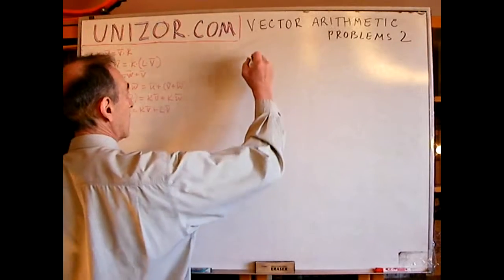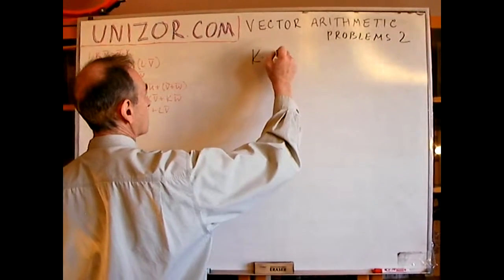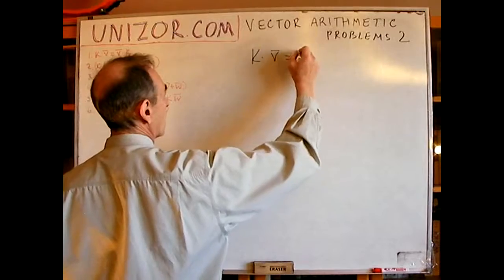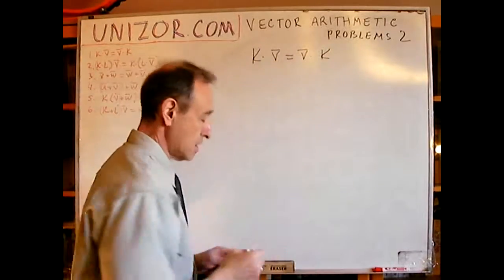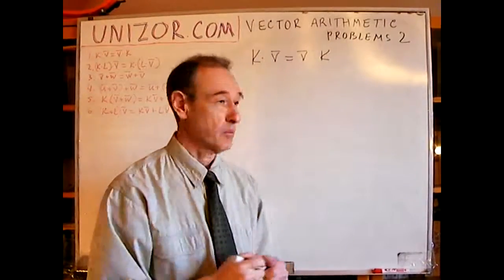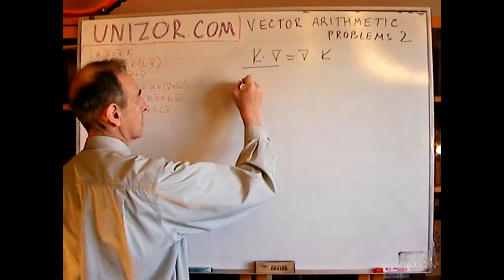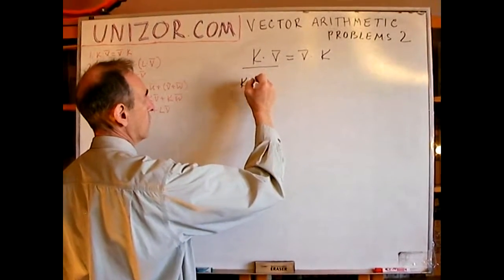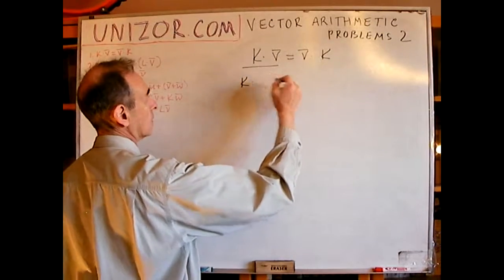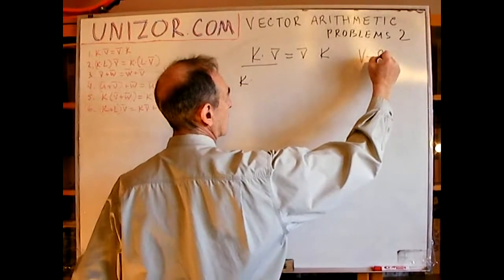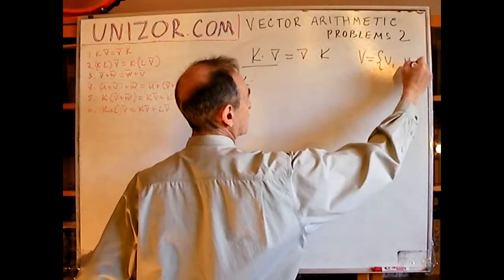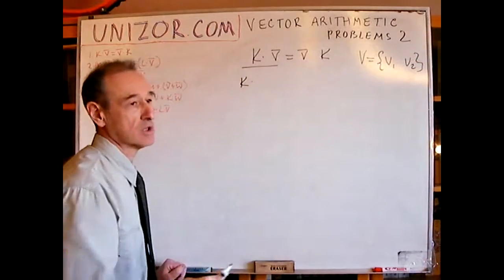First, I would like to prove that a constant multiplied by a vector is commutative. Well, very easy. Let's think about this. This is k multiplied by a vector. Let's say v is (v1, v2). I'm using the two-dimensional case.